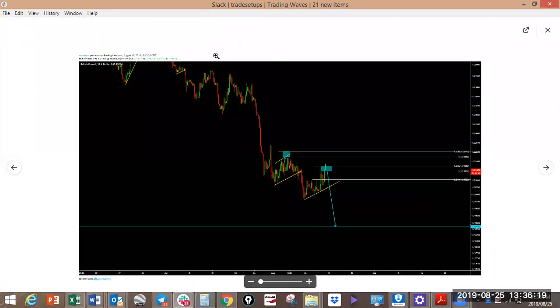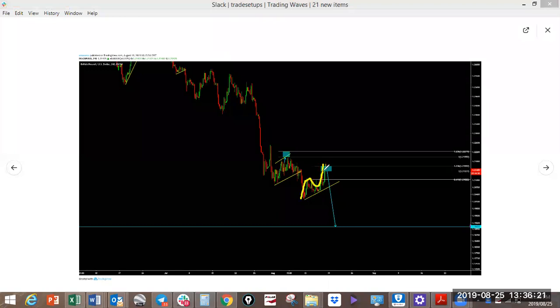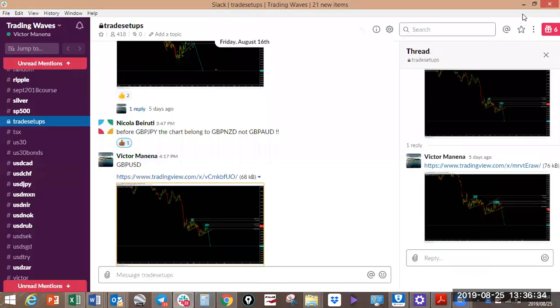So the first one here, we were looking for it to go into the blue box and then drop. But what happened was it made this double corrective structure here, and then it pushed up higher. Then we'll be looking for this one to drop now. We're still around these levels. That is pound US dollar.